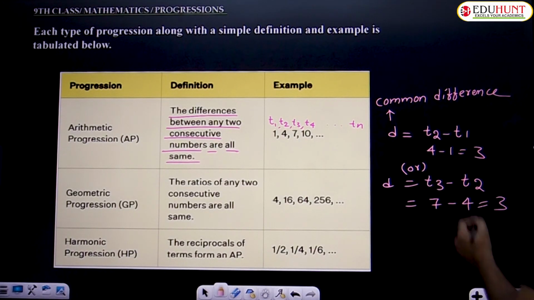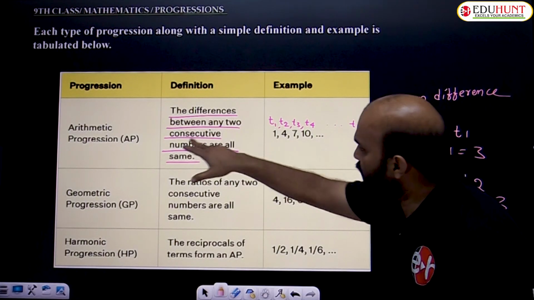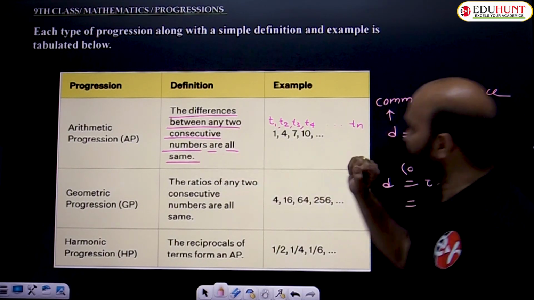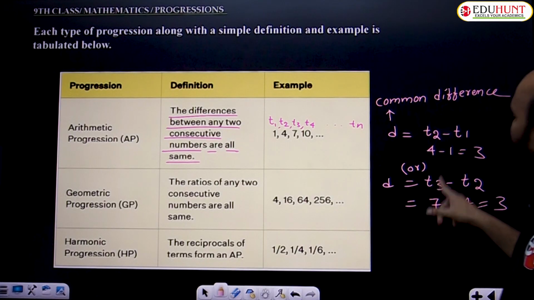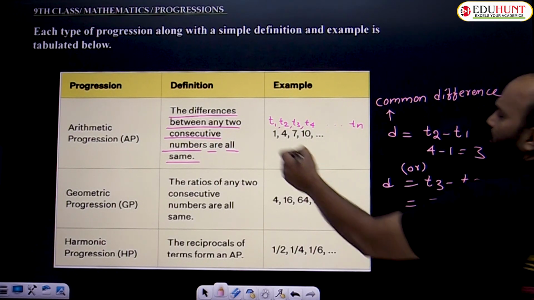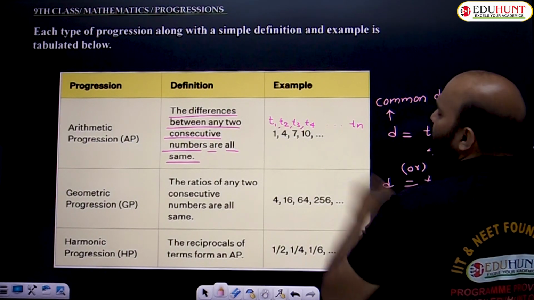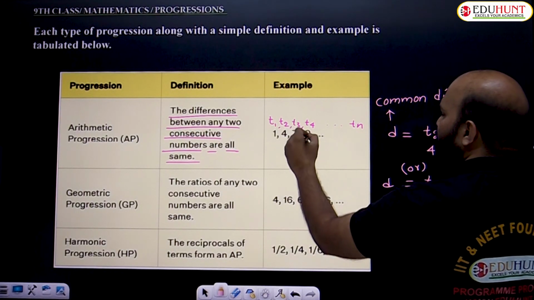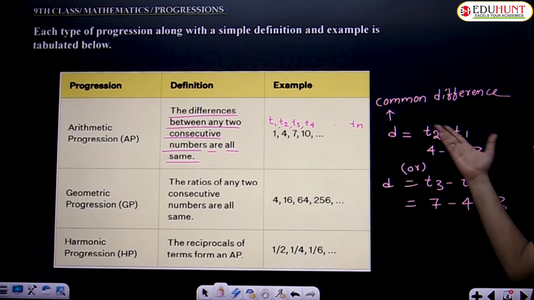The difference is 3. So the differences between any two consecutive numbers are all the same, so those terms belong to arithmetic progressions. Am I clear? So here T1 is nothing but the first term, 1, T2 is 4, T3 is 7, T4 is 10 and so on, up to Tn, but you don't know the last term.